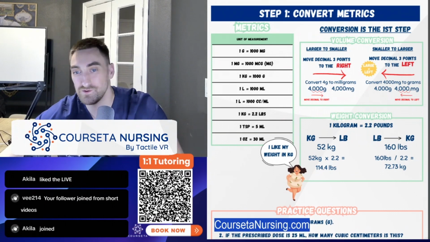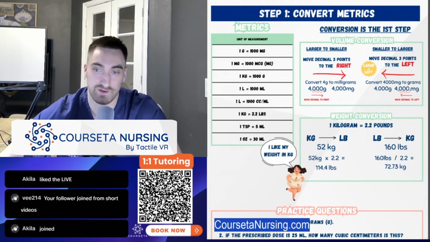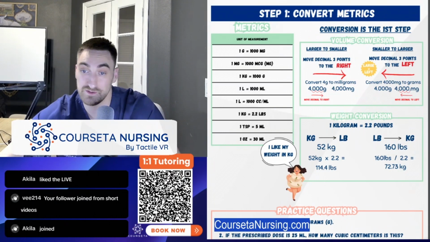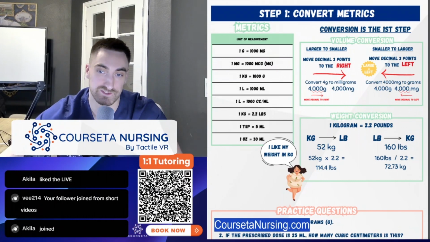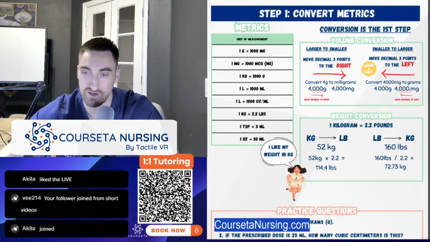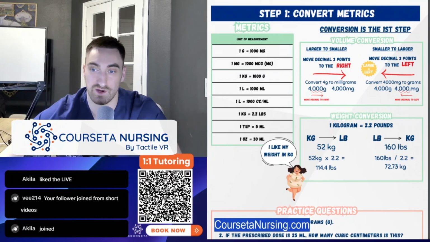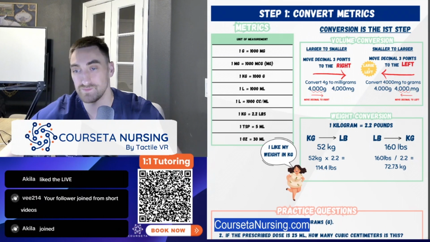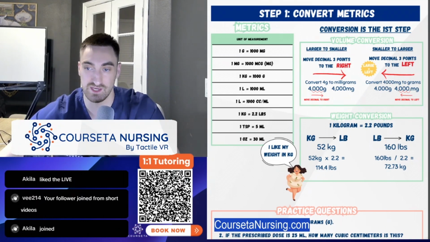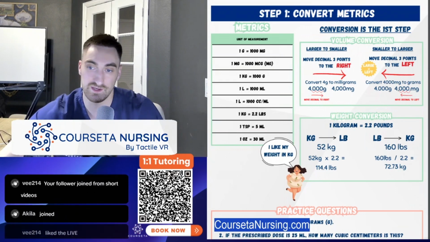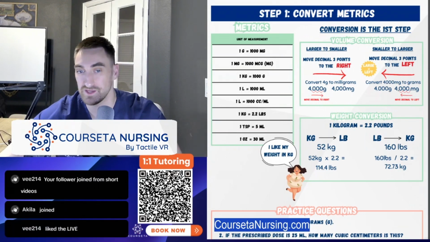So if you're going from kilograms to pounds, you would just multiply because 1 kilogram equals 2.2 pounds. So if you have 52 kilograms, for example, you just multiply it by 2.2 and you got your answer in pounds there. And then vice versa with the pounds to kilograms. Say if you're 160 pounds, you would divide it by 2.2 because if you're trying to get to a smaller number, such as a kg, you would divide it out and it would get to 72.73 kgs.